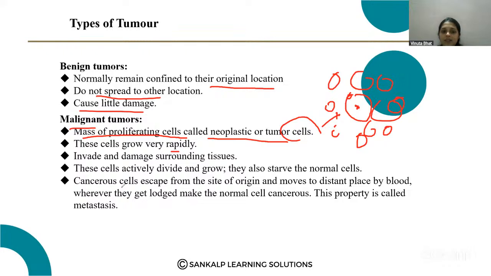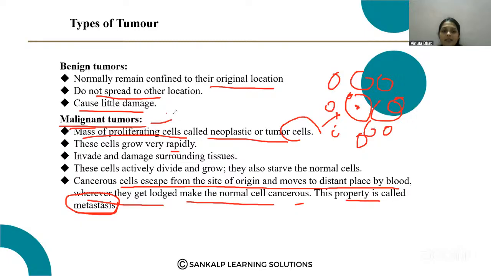Cancerous cells escape from the site of origin and move to a distant place by blood. Wherever they lodge, they make a normal cell cancerous. This property is called metastasis. So malignant cancer has the property called metastasis. So this is about malignant and benign tumors.